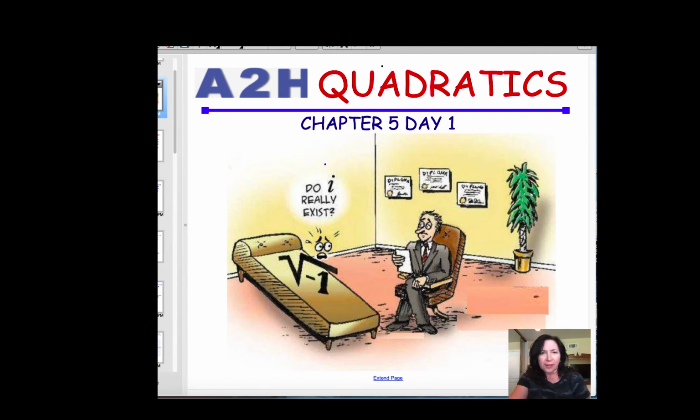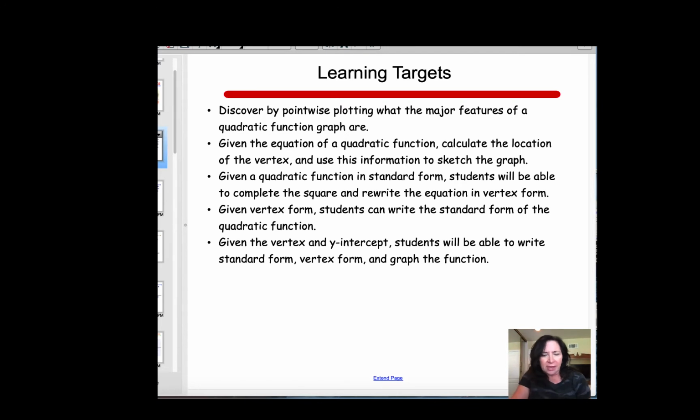So let's get started. First, we have a lot of learning targets, and mostly what we're going to be learning today is how to graph a quadratic, either by plotting points or by completing the square to find the vertex, and also finding some of the components that are important in a quadratic.